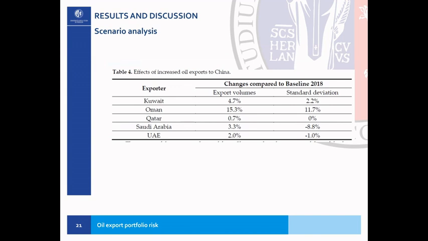With the increased oil export of China, the export volumes of these countries will change in the following way, and the standard deviation also will increase. It is interesting to notice that actually the standard deviation will go up, so there is a positive mean variance analysis result for the other countries, but not for Saudi Arabia. For Saudi Arabia, the standard deviation of the portfolio goes down.